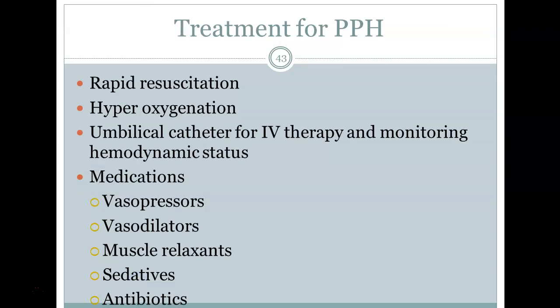Treatment for PPH is rapid resuscitation, hyperoxygenation, an umbilical catheter for IV therapy, and monitoring of hemodynamic status. An umbilical catheter is when we put a catheter through the umbilical vessels versus a vein in their arm. So this is a good way to get high blood volume medications or blood products, and it's also where we can monitor hemodynamic status. It can be placed right at the time of birth while the vessels are still open and visualized so that you can put that catheter through. Medications that they may require are vasopressors, vasodilators, muscle relaxants, sedatives, and antibiotics.